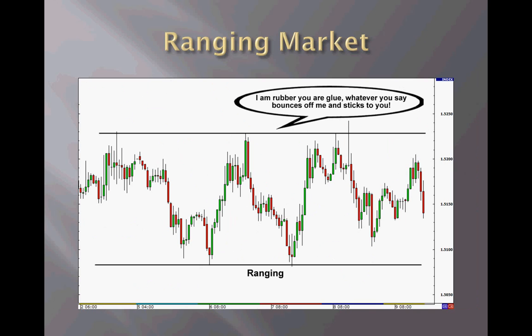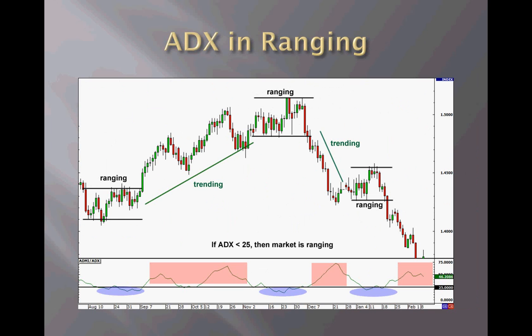A ranging market is one where price bounces between specific high and low prices. The high price acts as a major resistance level which price can't seem to break through. Likewise, the low price acts as a major support level which price can't seem to break through. Market movement could be classified as horizontal or sideways. One way to determine if a market is ranging is to use the same ADX that we discussed earlier. A market is said to be ranging when the ADX is below 25. Remember, as the value of the ADX diminishes, the weaker the trend.